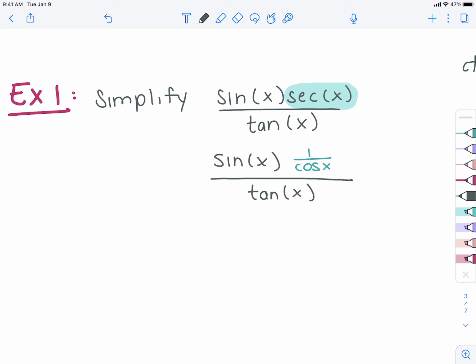If I have sine of x times 1 over cosine of x, it's really like I have these two fractions that are multiplying here, so I can multiply straight across, and I can simplify this. I'm going to move over so I have enough room. Sine of x over cosine of x. So I would multiply straight across. Sine of x times 1 just gives me sine of x. 1 times cosine of x gives me cosine of x. All over tangent still.